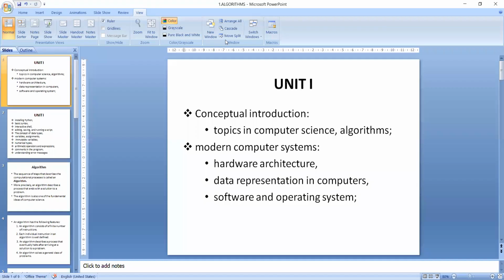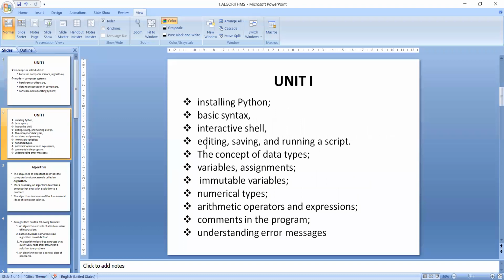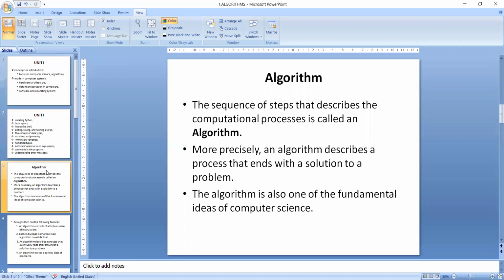I think I shared the PPT. Is it okay? Okay. See the first slide. These are the topics under unit 1. For the conceptual introduction, the same thing I put here, and some remaining topics are continued here. First of all, what is meant by an algorithm? This is the first topic.